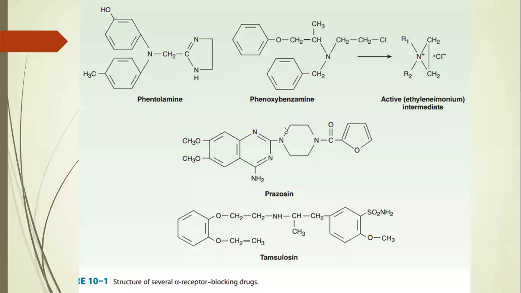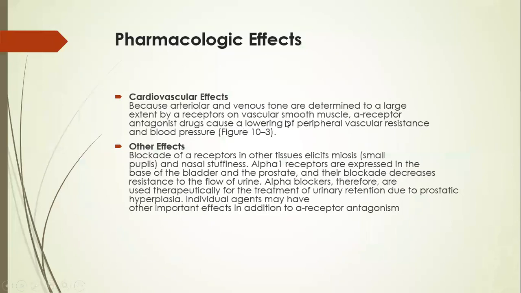Another one here, pharmacologic effects, and now it will be affecting the cardiovascular system. Cardiovascular effects will be included in there, because arteriolar and venous tone are determined to a large extent by receptors on vascular smooth muscle, and alpha receptor antagonist drugs cause a lowering of peripheral vascular resistance and blood pressure. Okay, so it will be lowering the blood pressure.